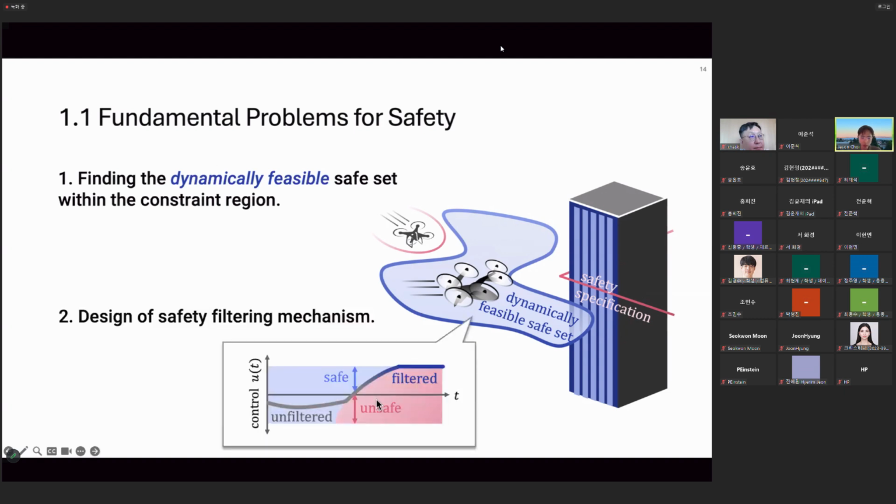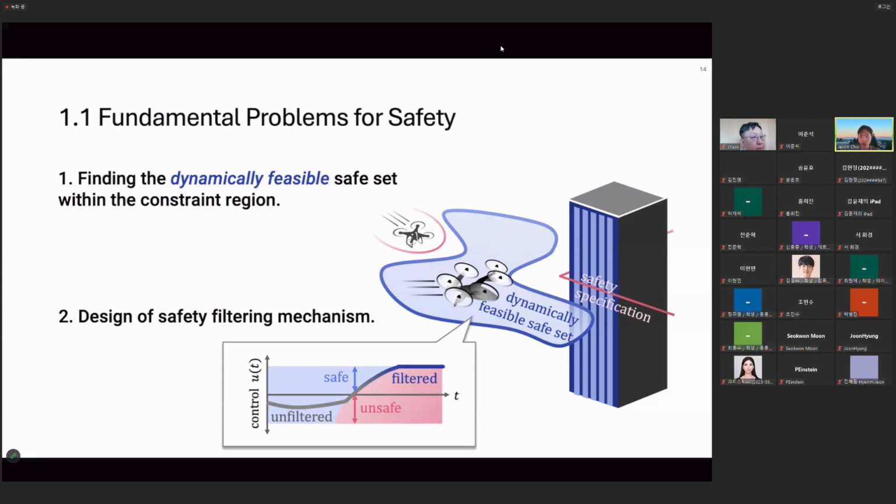So finding such a subset within our constraint is the first fundamental problem. And the second problem is how we effectively guarantee that the robot will stay only within this subset, or the dynamically feasible state set. So among the many control actions the robot wants to take, how do we verify whether the action is safe or not, and then if it's unsafe, how do we filter such a potentially unsafe action with a safe action? That is the second problem, constituting these fundamental problems. If we can solve both problems, then we can guarantee that the vehicle will be staying within our constraint set.